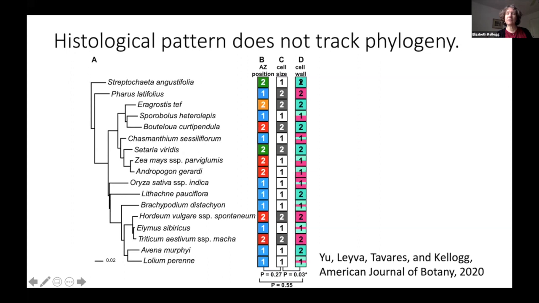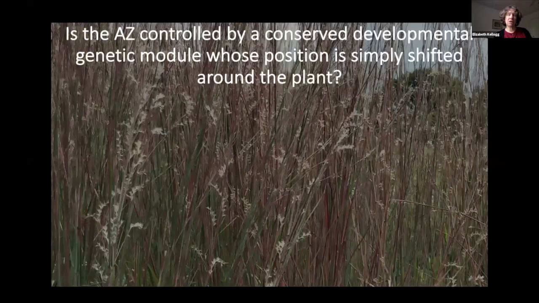And D is the cell wall pattern. So green means not lignified, and pink, the color of the stain, means lignin. And that doesn't track the phylogeny at all. So in terms of the question we're trying to answer, if we look at histology, the answer is no. There is no conservation in the structure of the abscission zone.